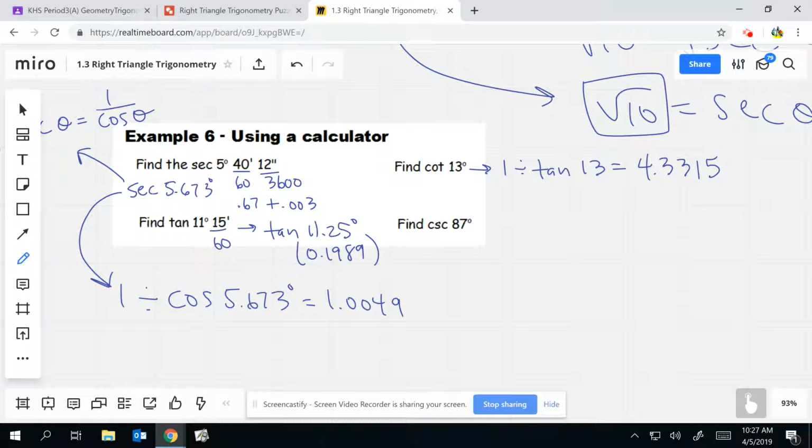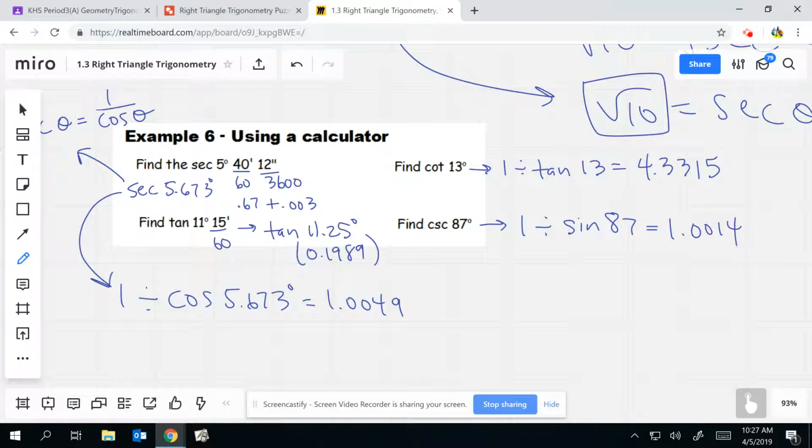Cosecant is the reciprocal of sine. That's where it gets tricky, because if you think cosecant is the reciprocal of cosine, you're going to get it wrong. It's the reciprocal of sine. Cosecant goes with sine. So 1 divided by sine of 87. That's going to give you 1.0014. So they're always going to ask you on these to go to 4 decimal places, to make it more accurate.